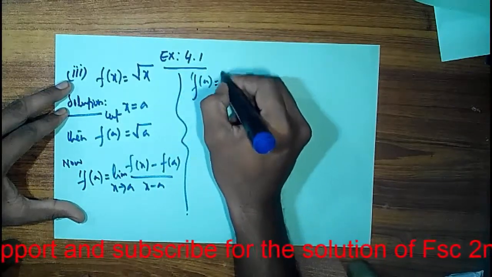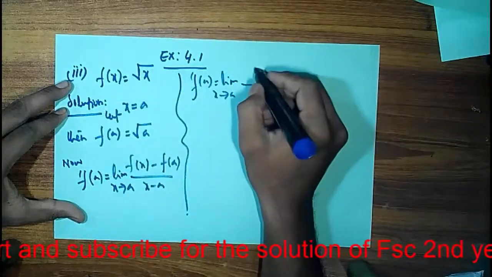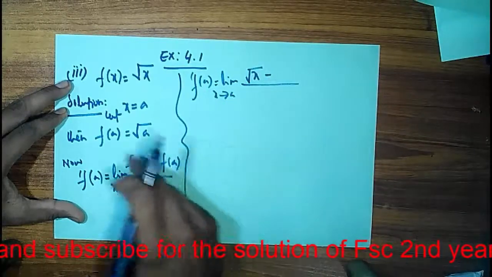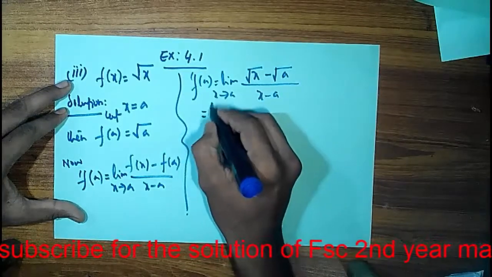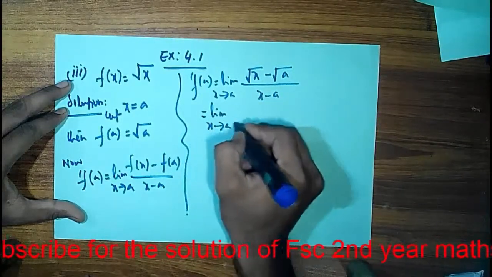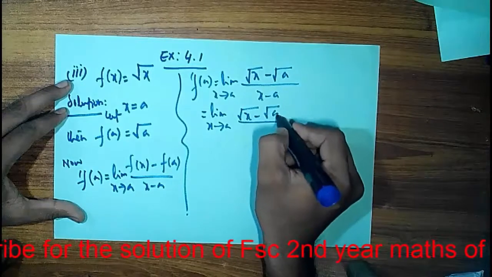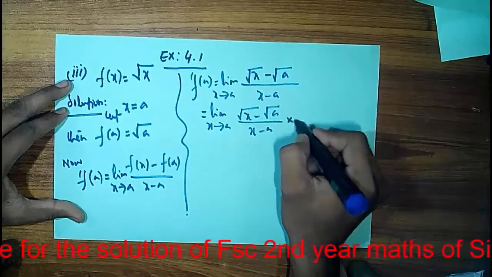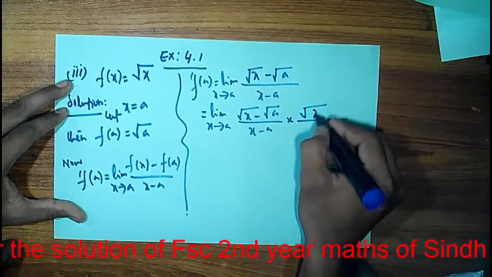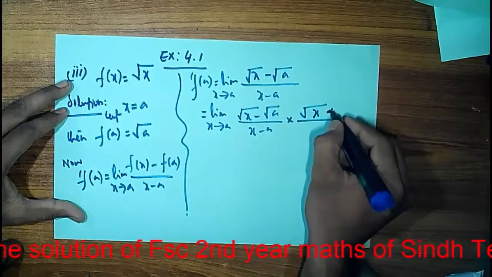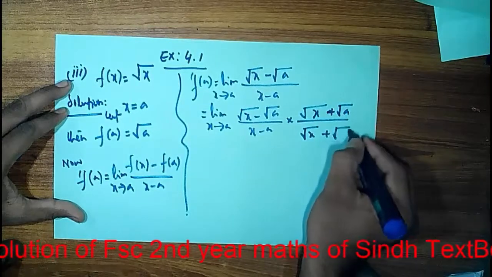f prime a, limit x tends to a, f of x here is under root x minus f of a is equal to under root a, and x minus a is your denominator. Now I want to simplify it, but this case is special, so we take the conjugate here. We have learned how to get the conjugate in our previous classes, so I'm getting here the conjugate of the numerator, under root x minus under root a, so it means under root x plus under root a, and upon under root x plus under root a.